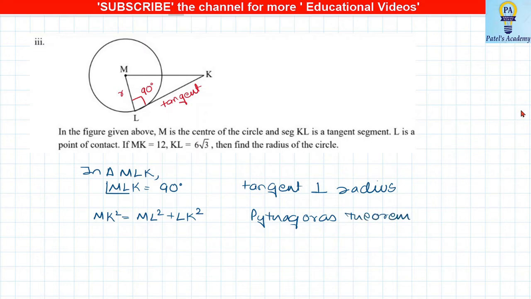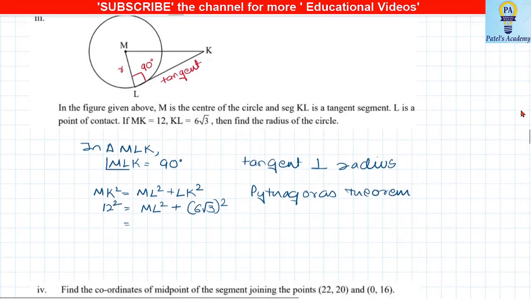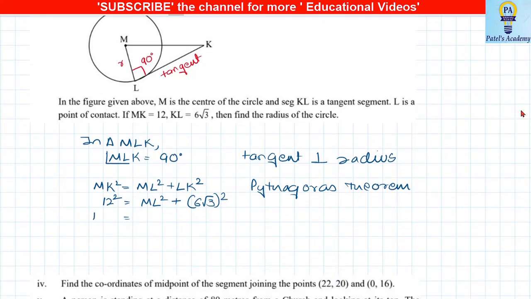Okay, now what? Just substitute the values. The value of MK is given as 12. We don't know the value of ML, that is nothing but the radius, and that is the question. We have to find out the radius, and LK value is 6 root 3. 6 root 3 square. Now 144, that is square of 12, equals ML square.